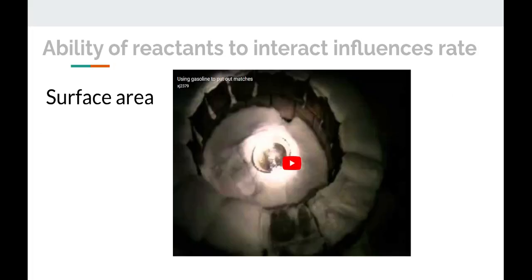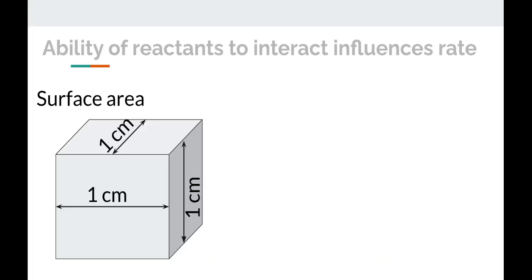Another thing is surface area. I would encourage you to look at this video here where some students are trying to light gasoline on fire in a very cold environment. The reason that it doesn't really work very well until they heat up the gasoline is because not very much gasoline has evaporated. It's in the liquid state, and so the individual gasoline molecules can only interact with air to combust at the very surface. But once you allow them to evaporate so that they're surrounded by air particles, the reaction rate goes much more rapidly. The reason for this has to do with the ability of the reactants to interact.